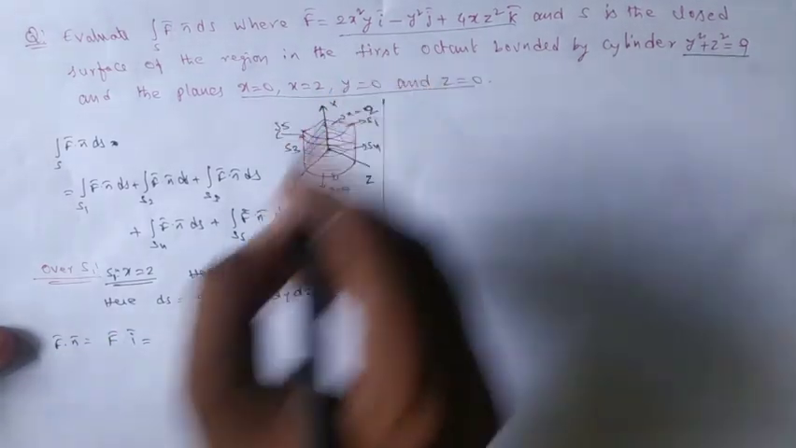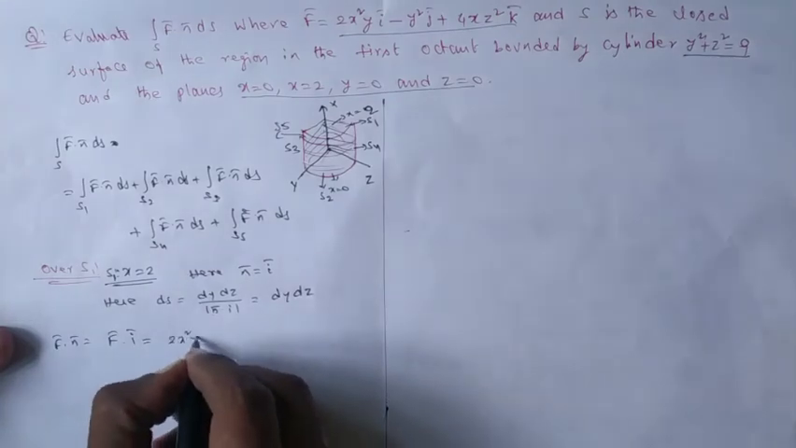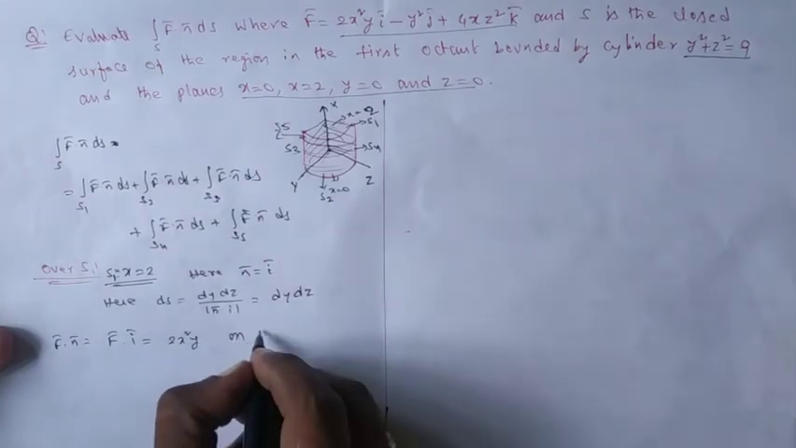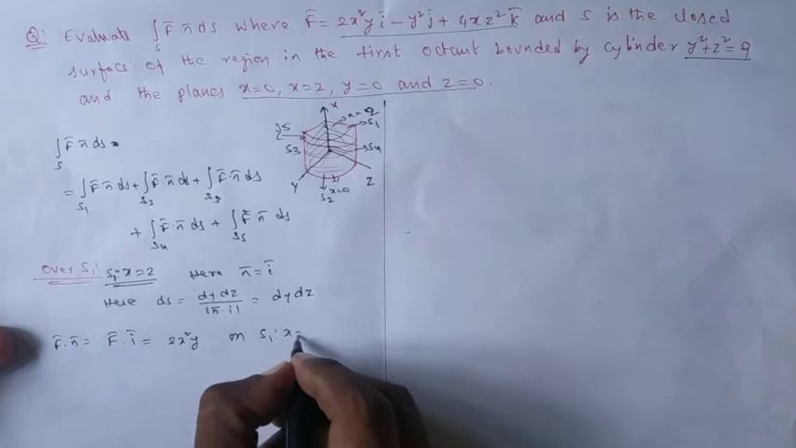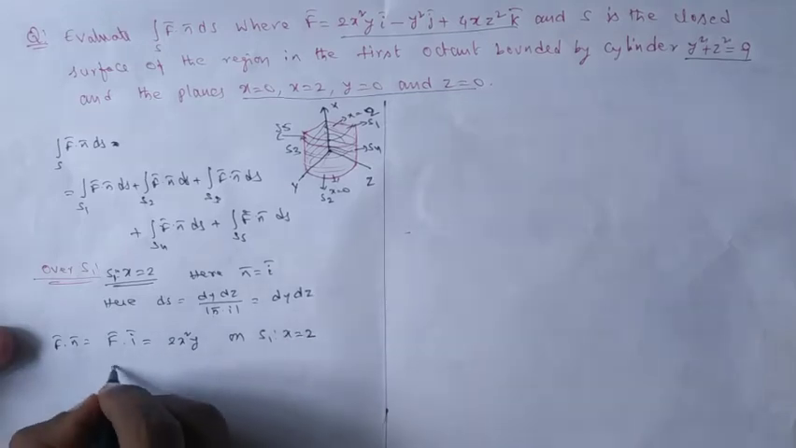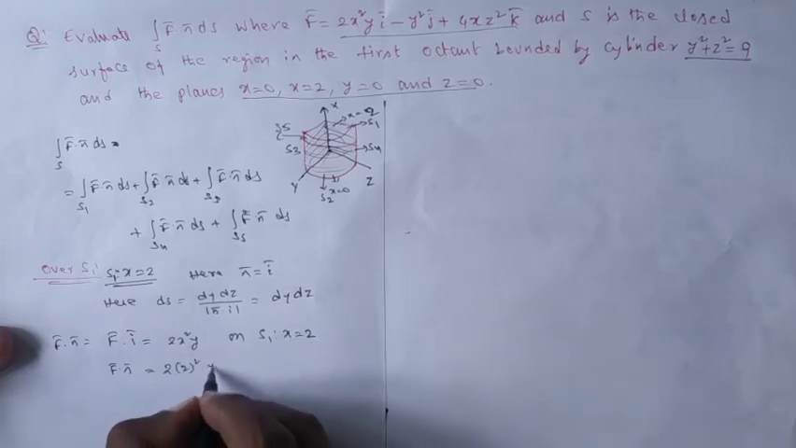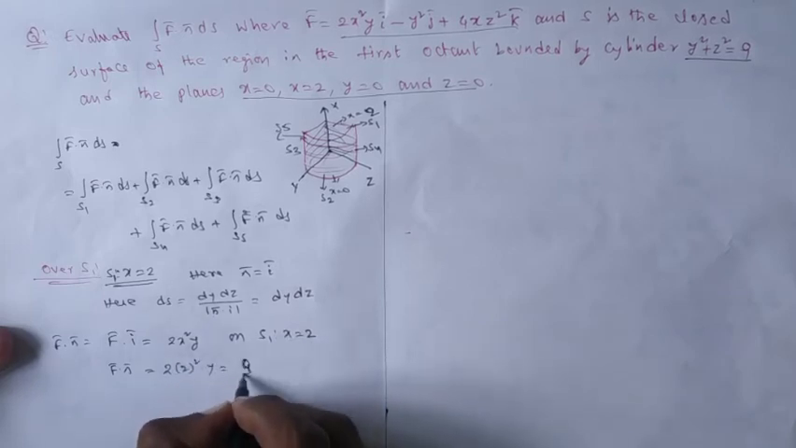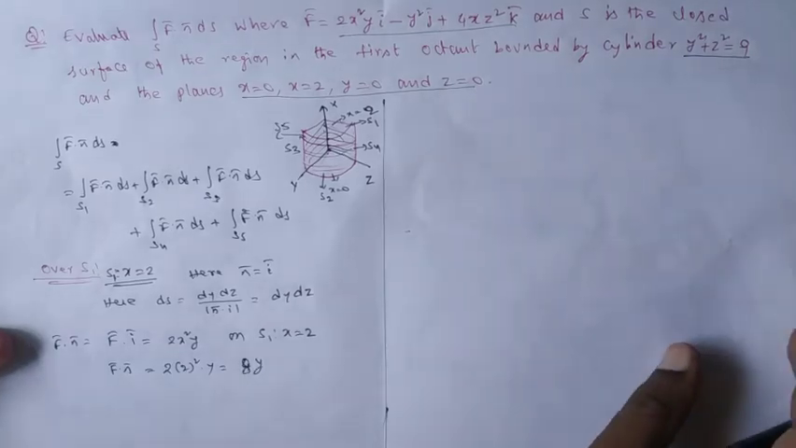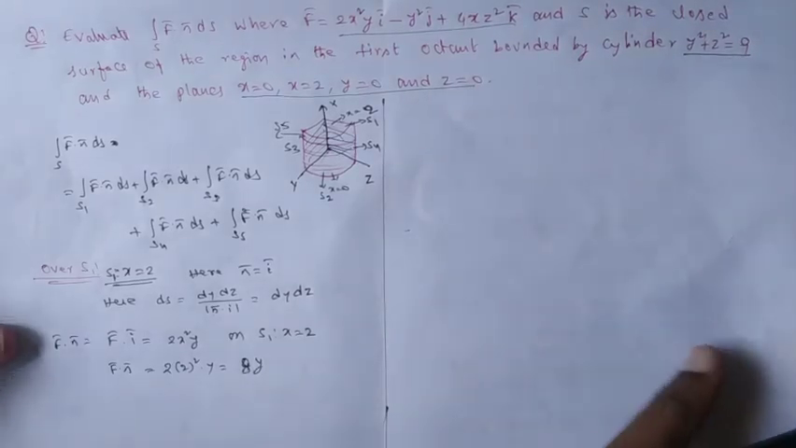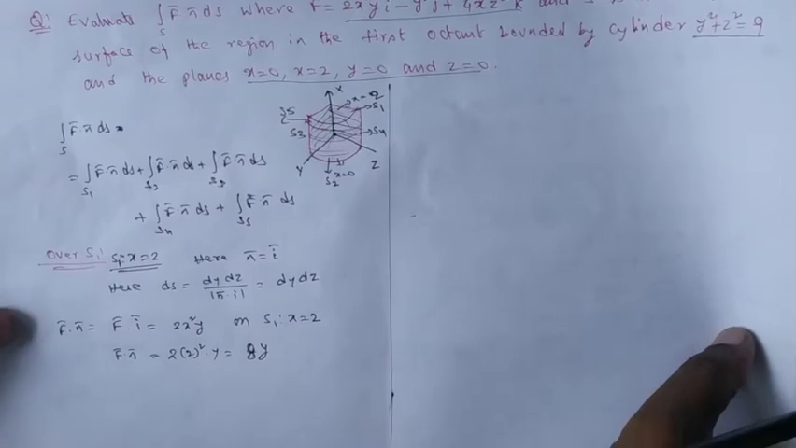I am not writing f bar function completely since I want only f bar dot i bar, that means the i bar coefficient multiplied, that is 2x square y. So on S1, x equal to 2. So f bar dot n bar becomes 2 times x equal to 2 square into y, that is our function is 8y, isn't it? Now we can see the variations of the function also simplified further.